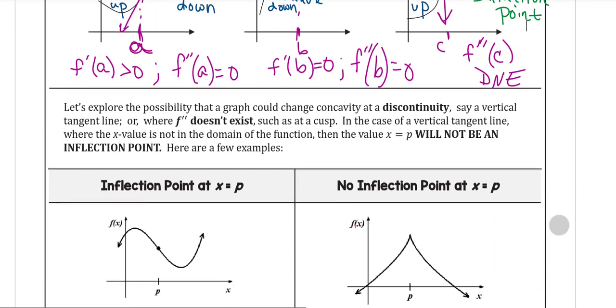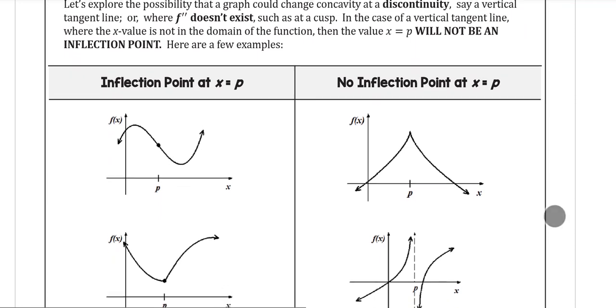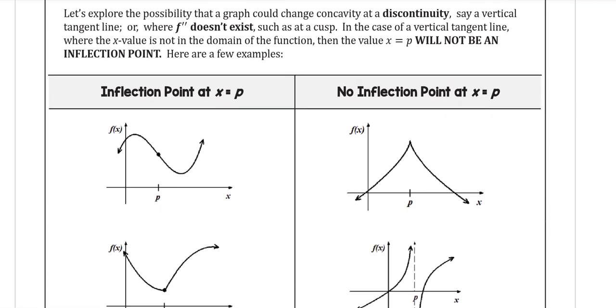Okay, so let's explore the possibility that a graph could change concavity at a discontinuity, say a vertical tangent line, or where f double prime doesn't exist, such as a cusp. In the case of a vertical tangent line where the x value is not in the domain, then x equals p will not be an inflection point. Because remember, the points that we find from the first or second derivative have to be part of the original domain of the function.